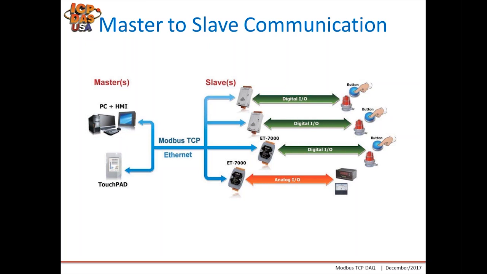So if the master were polling the top device for the digital I/O status of the buttons and the light, what it would do is send out a request for the status of the lights, and the slave device would respond with the request. Then it will move on to the next device, poll its status for the digital I/O, and the slave module will respond, and so on and so forth.